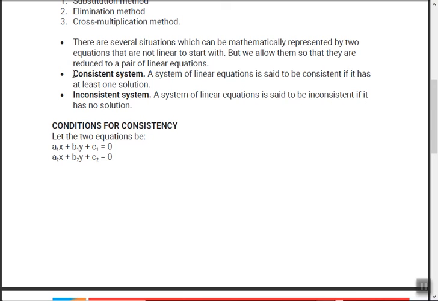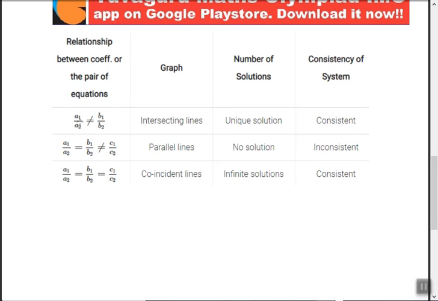So how to determine whether a system of two equations is consistent or inconsistent? See here, let the two equations be a1x plus b1y plus c1 equals 0, a2x plus b2y plus c2 equals 0. So how will we check whether consistent or inconsistent? If a1 upon a2 is not equal to b1 upon b2, then the lines are intersecting. It will have one solution, a unique solution, and it is consistent.